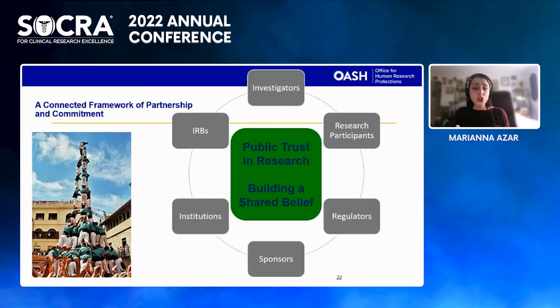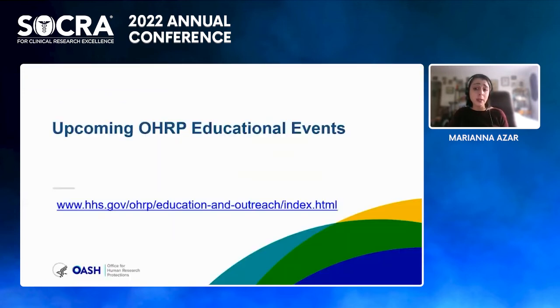Fundamentally, research is a connected framework of partnerships and commitments. To ensure public trust in research, to ensure that research continues to thrive, each of us in our different roles needs to chip in and do our part.